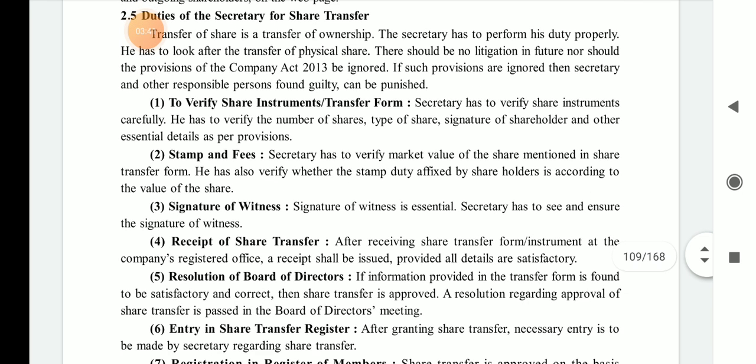The secretary has to verify the share instruments carefully. See, the company secretary has to verify the instrument, or you can say the transfer form, perfectly. He has to verify the number of shares, types of shares, signature of the shareholder, and other essential details as per the provisions. The company secretary has to verify these compulsorily, because no procedure should involve any kind of violation of the rules and regulations.